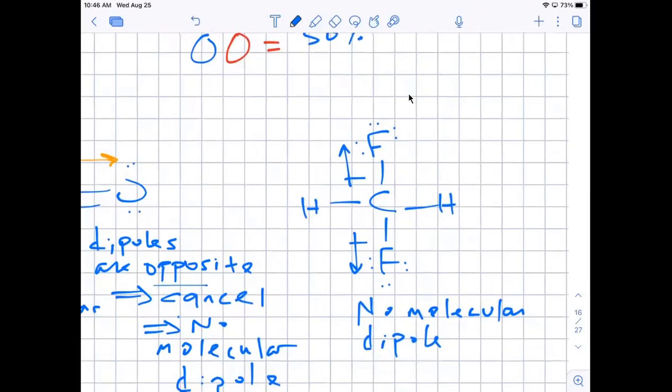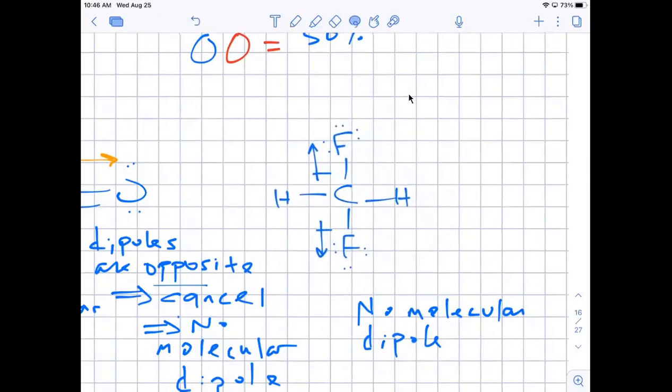Now, question. Go ahead. What about the dipoles between carbon and hydrogen? Those are not strong enough to create a dipole and make this polar, if that makes sense. Because the difference in electronegativity is so small that it's only like a micro dipole towards carbon, but it's not enough to say this whole molecule is going to be polar.